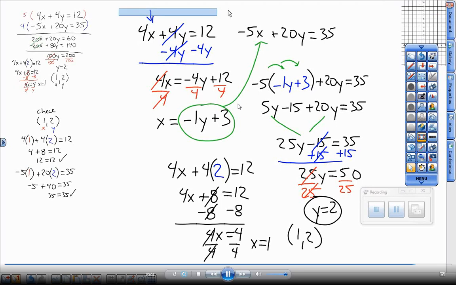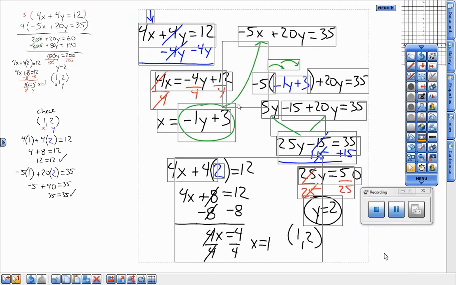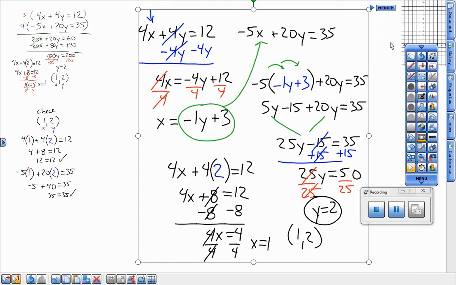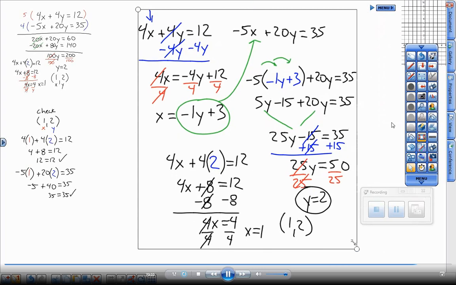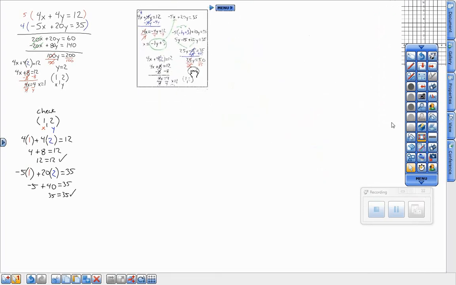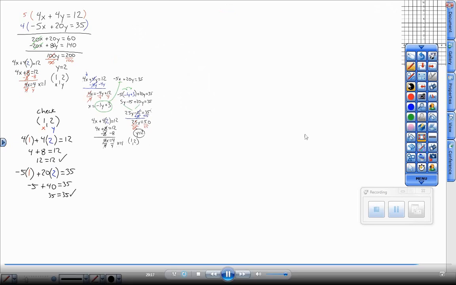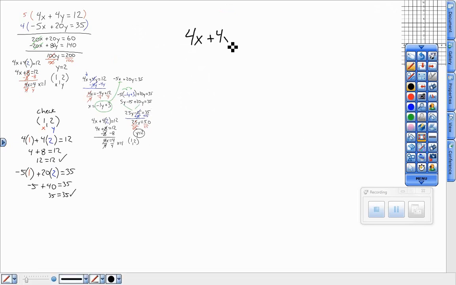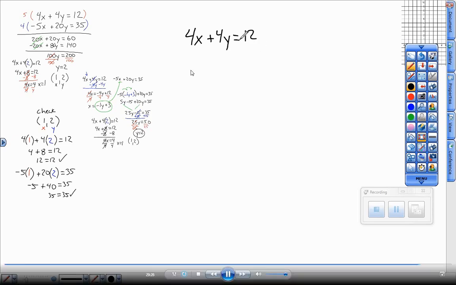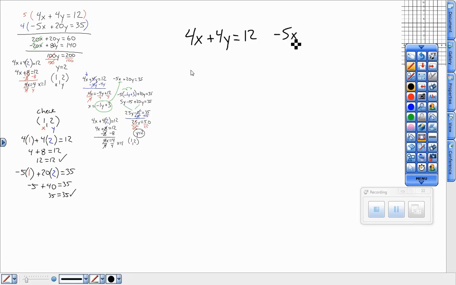All right, the last part of this is getting that same answer 1, 2, but by solving these for y and graphing them. So here I go. Let's shrink this down. Last problem for tonight's homework. The fourth word is tan. Tan. All right, so solving these for y, I have 4x plus 4y equals 12, and the other one, negative 5x plus 20y equals 35.